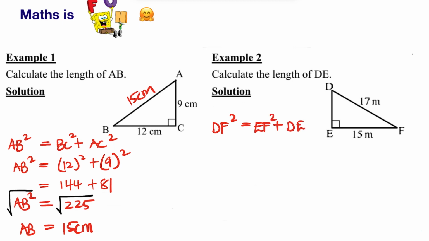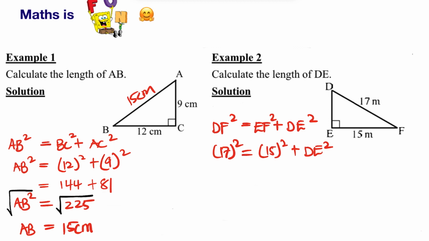Of DE. Alright? And then we have EF, which is 15 square plus. And do we have the DE? DE is the one that we're looking for. And we have DF. DF is what? It's 17 square. So what we're going to do here, we're going to punch in the calculator.